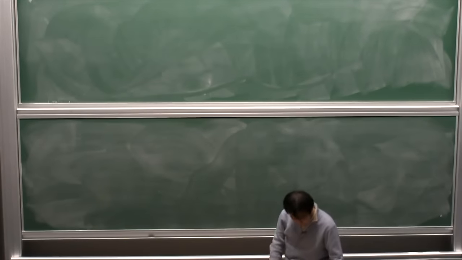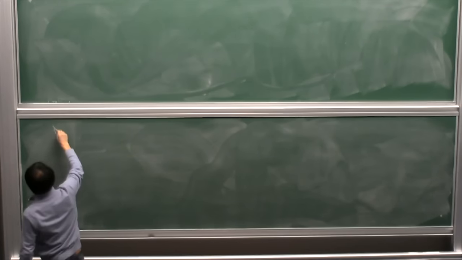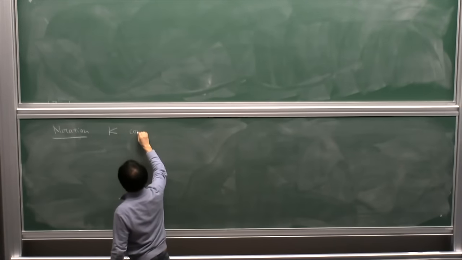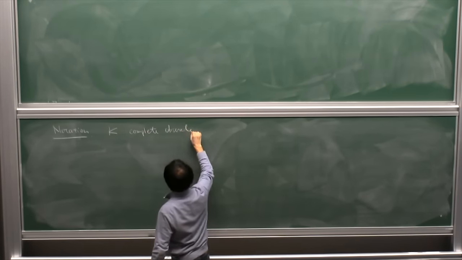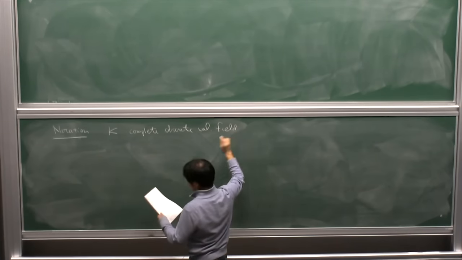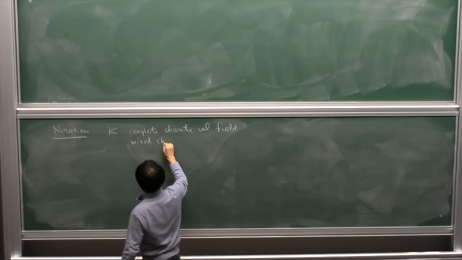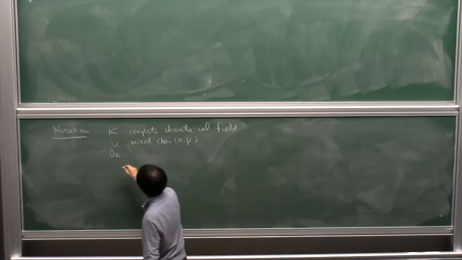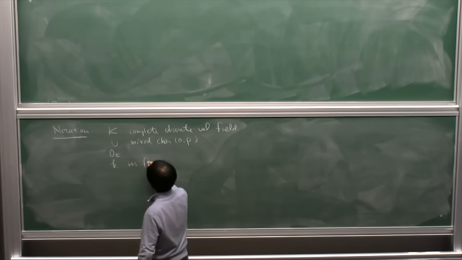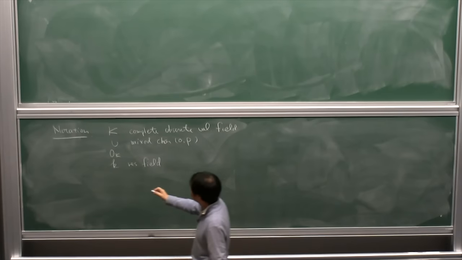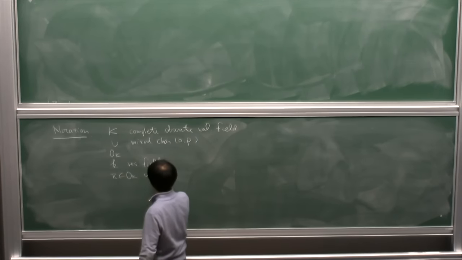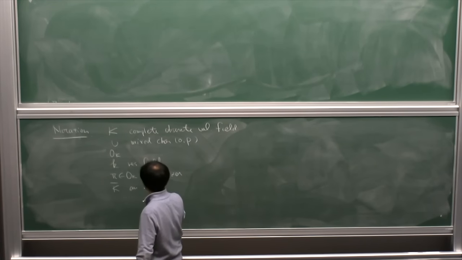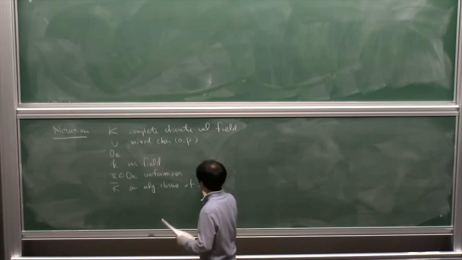Okay, to explain the theory, I will introduce some notation. Let K denote a complete discrete valuation field of mixed characteristic. O_K denotes the ring of integers, little k denotes the residue field, and pi is the uniformizer. And k bar is an algebraic closure.